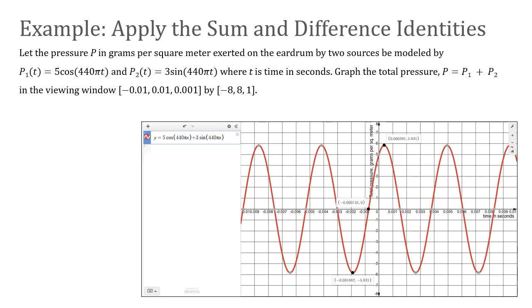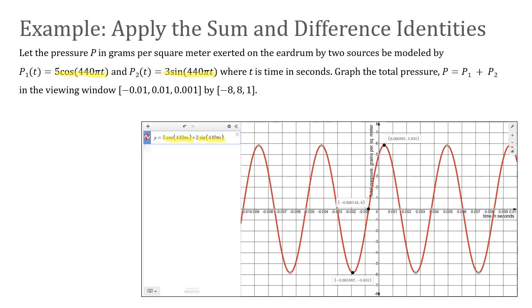Let's start out with first, what is this graph of? This is the graph of P sub 1 plus P sub 2. P sub 1, remember, was 5 times the cosine of 440 pi t, and we're going to add that to P sub 2, which is 3 times the sine of 440 pi t.